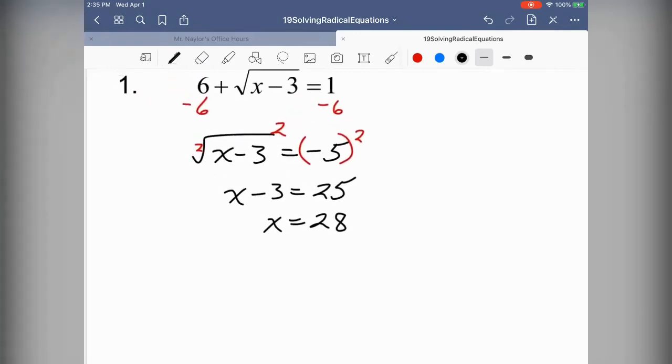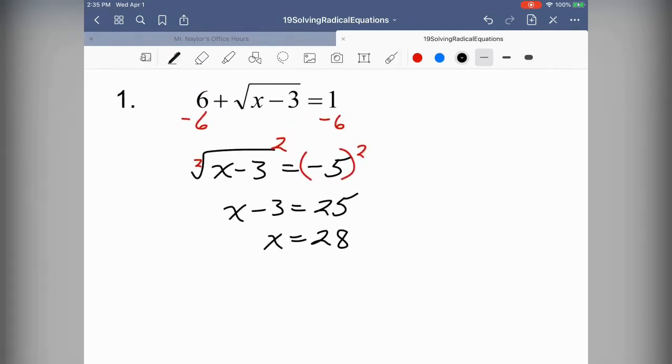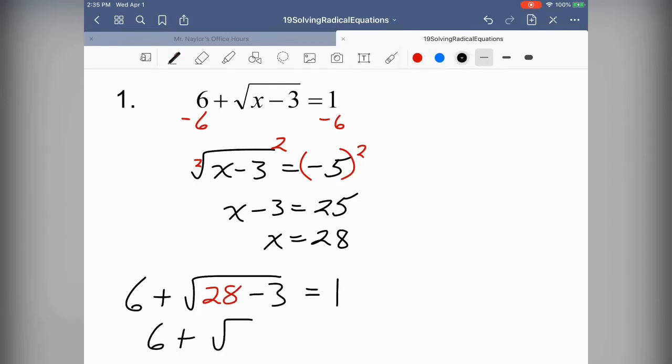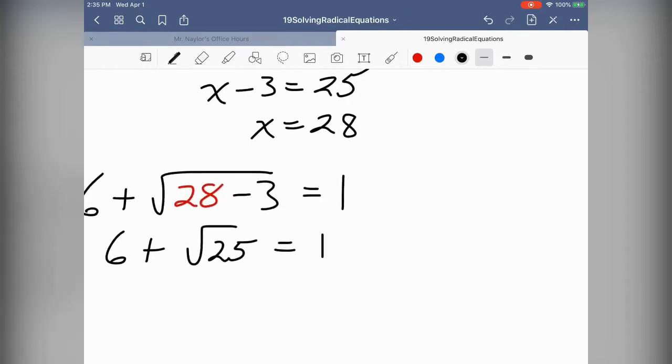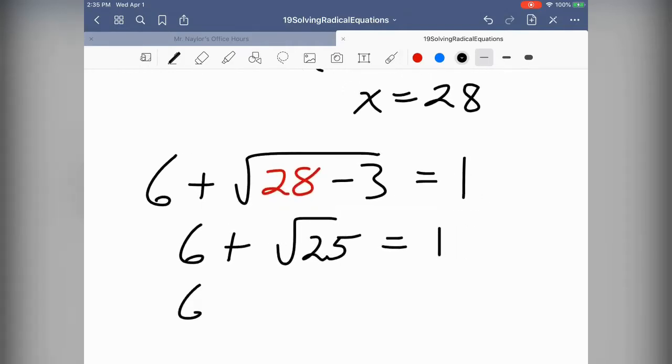You see, you have to check for an extraneous solution. So whether you like this or not, I realize that it's a little extra work. We have to plug 28 back into the original problem and see what happens. Now, it turns out that we get the square root of 25. Now, the square root of 25 is 5. And, well, that doesn't equal 1. That equals 11. So we could say that this does not work.